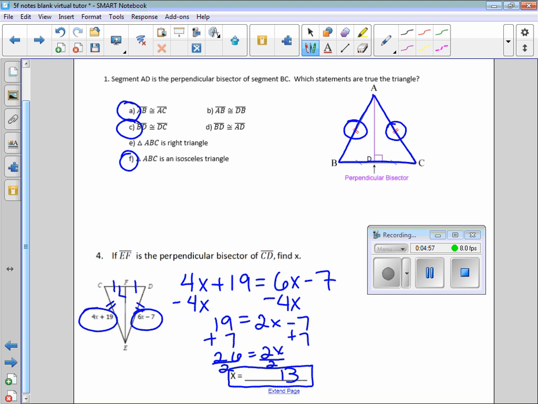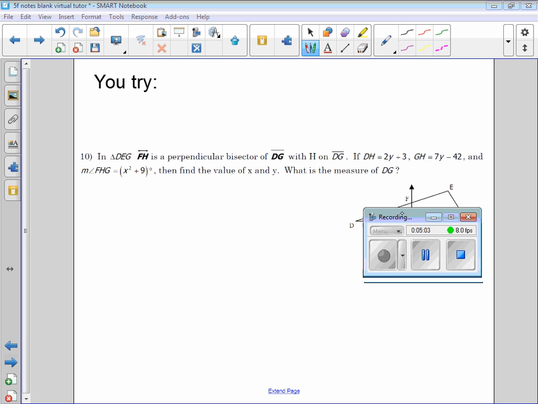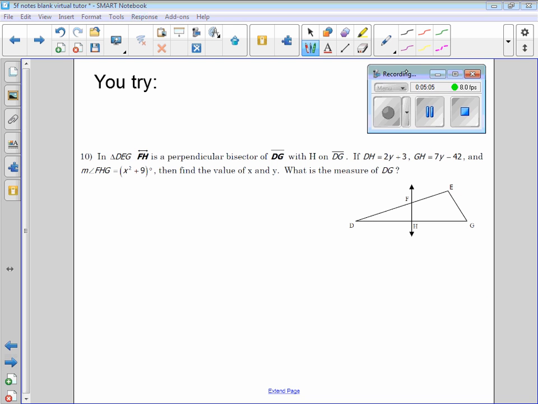So now you're going to try. Pause the video here, try the problem, and start the video again when you're ready to check your work.